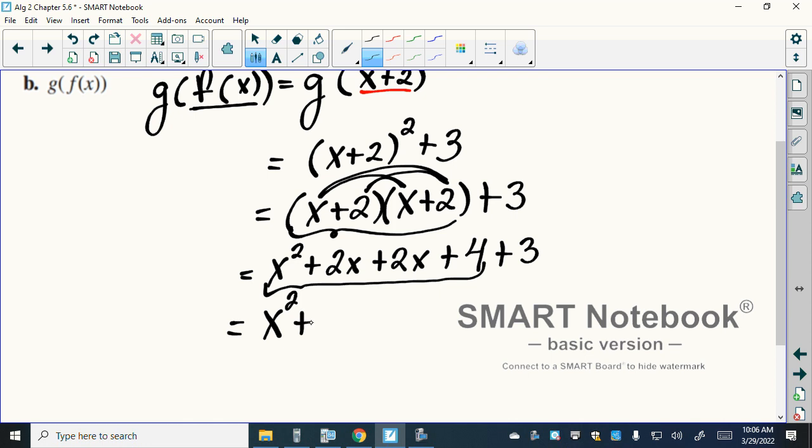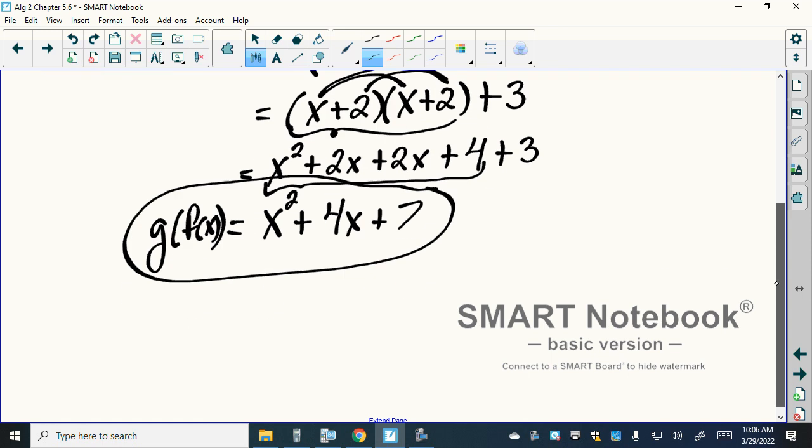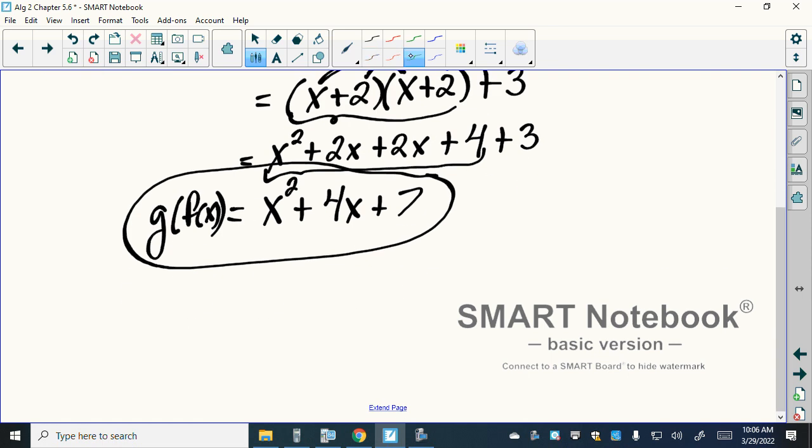And the last part of this is just combining like terms. 2x plus 2x is plus 4x, and this here is our g of f of x. So g of f of x is x squared plus 4x plus 7. Are these two composite functions the same thing?